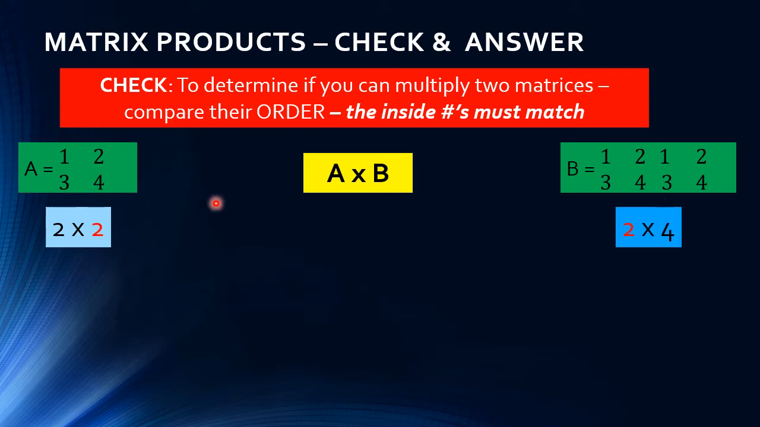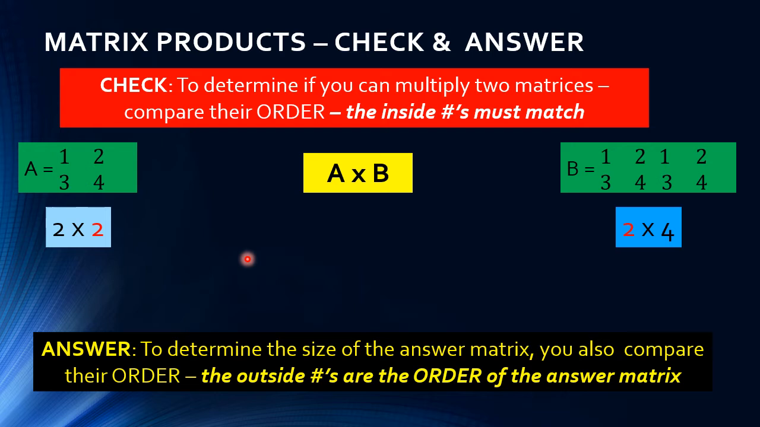When you put these matrices side by side, 2 by 2 and 2 by 4, the inside numbers, which are in red here, must match. If they match, you can multiply these matrices and get an answer. If they don't match, you cannot do matrix multiplication with these matrices, and there's no solution.